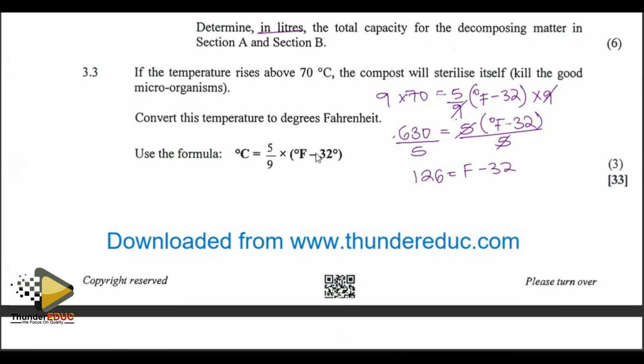I want to remain with F, so this 32 will come this side, and I would add on 32. The answer there becomes 158 degrees Fahrenheit. That's how we do it.